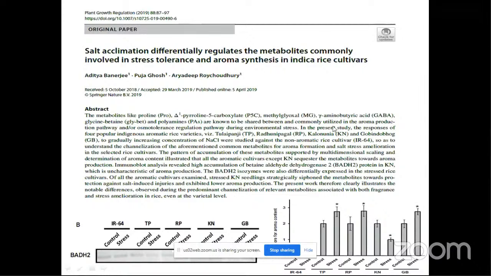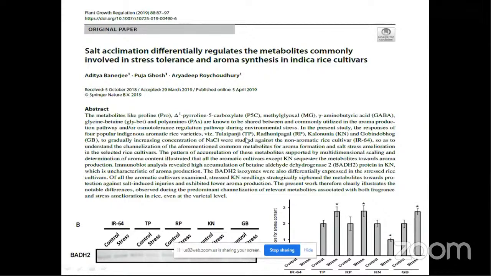But in case of Kalonunia, the metabolites are more channelized towards stress protection, because in Kalonunia the BADH2, betaine aldehyde dehydrogenase 2, is higher. If betaine aldehyde dehydrogenase 2 expression is higher, which is corroborated through Western blot, then you are getting lesser aroma, right? They need the metabolites more for their protection. So this was one of our observations.